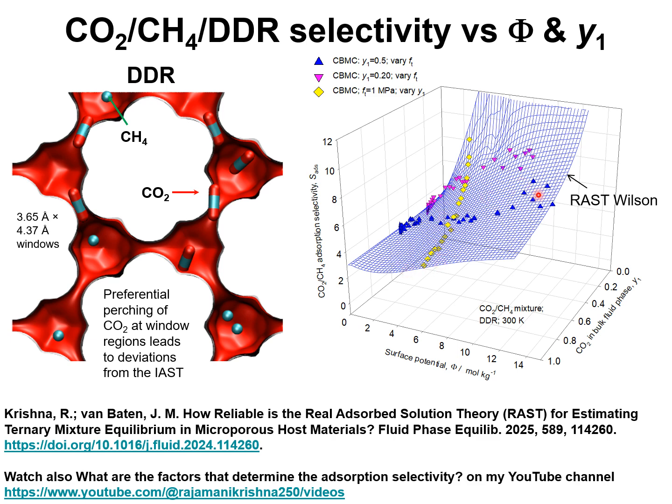The entire CBMC simulation data set resides on a 3D surface constructed using the Wilson model for the activity coefficients. This data shows that the CO2 methane adsorption selectivity is uniquely described by 2 parameters, phi, the surface potential, and the mole fraction of CO2 in the bulk gas phase mixture.